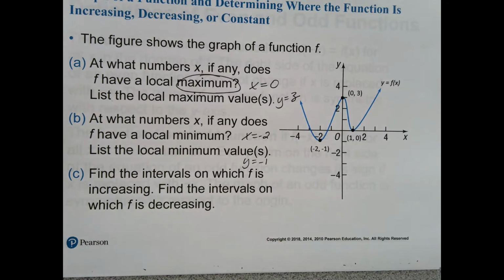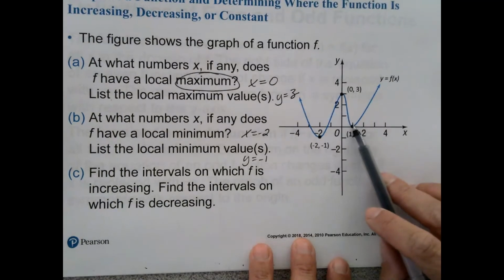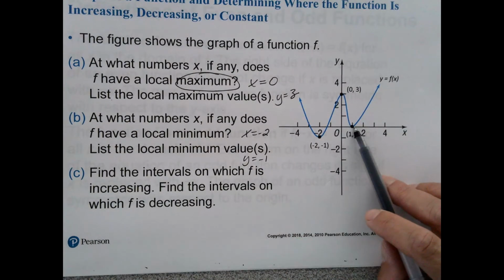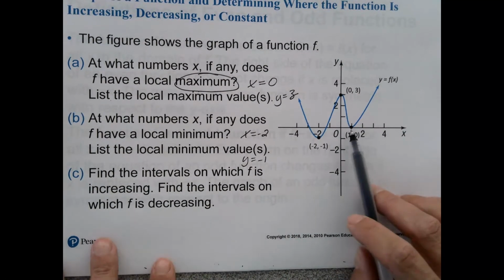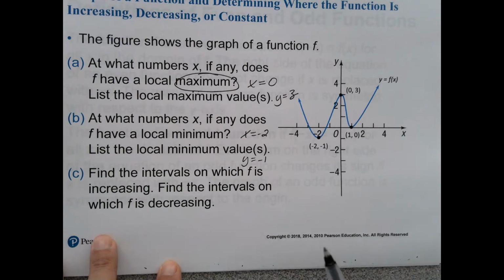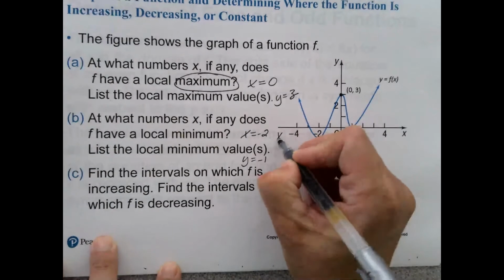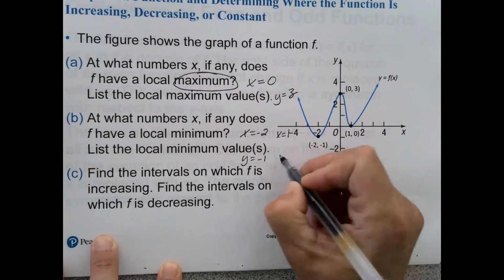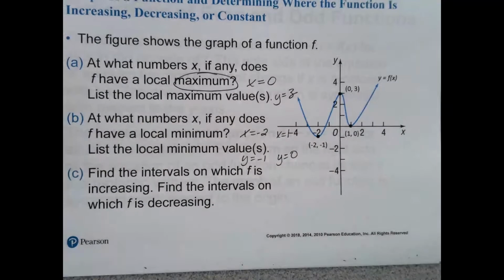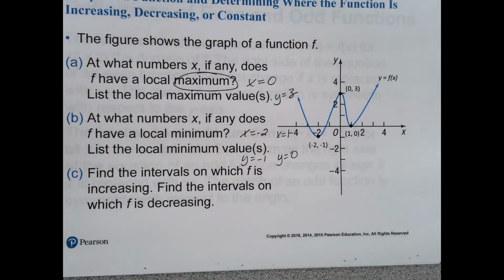But notice what else happens as you trace the curve along. Do you see this other valley right over here? We know we can have multiple. And so that occurs where? What's the x value? It's at 1. So at x equals 1, and the minimum value associated with x equals 1 is 0. Questions on B?